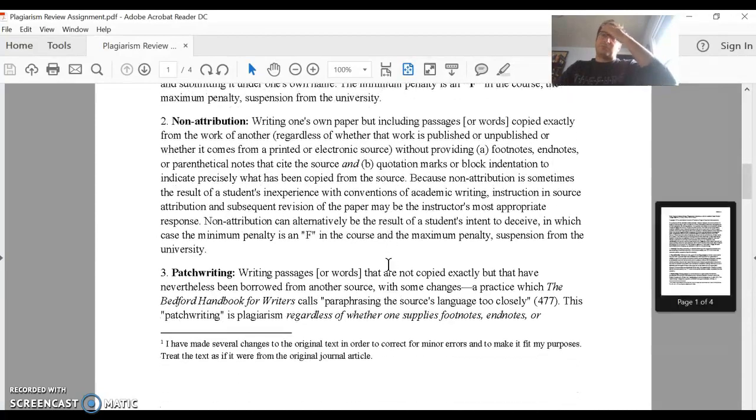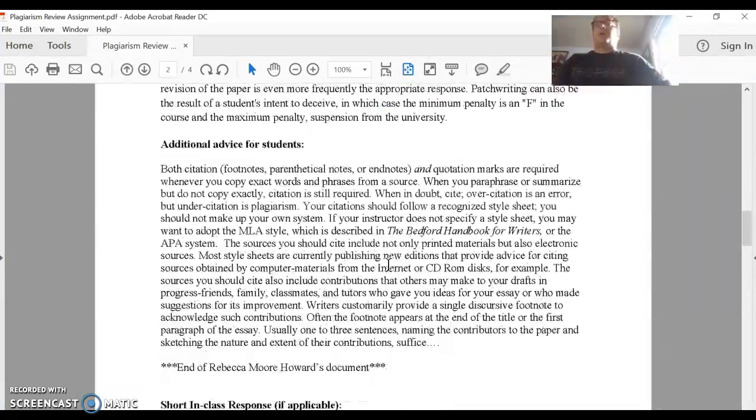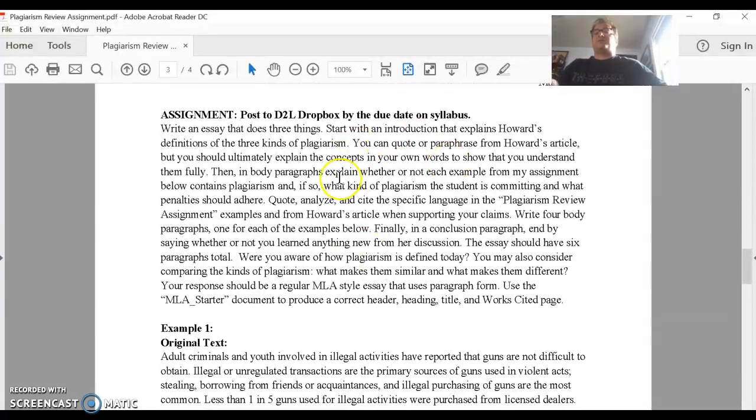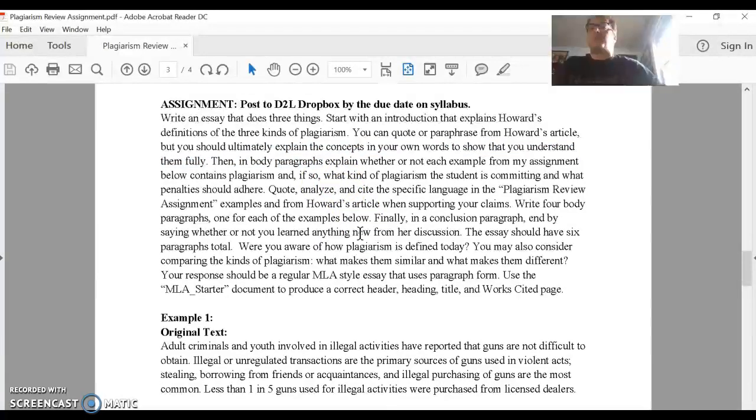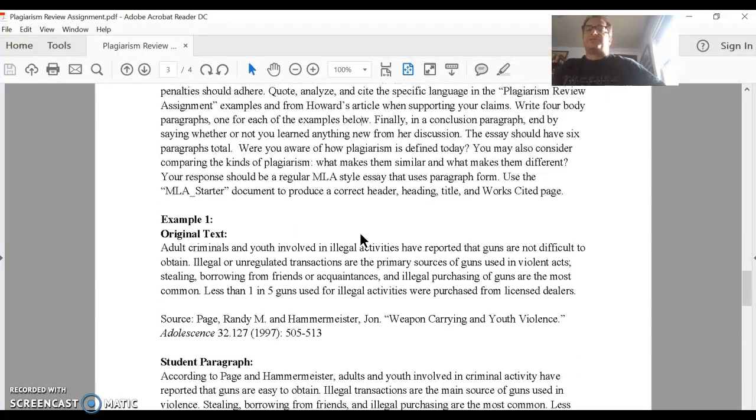So we had three concepts from Rebecca Moore Howard's article, and I asked you in the instructions to write an essay back to me. The other function of this assignment is just to get you into the habit of making essays for the class with introductions, body paragraphs, and conclusions. What I asked you to do was to explain the concepts in your own words in the introduction, and then in body paragraphs explain whether or not each of the examples below contains plagiarism, and finally end with a recap of what you may have learned from the assignment that was new.